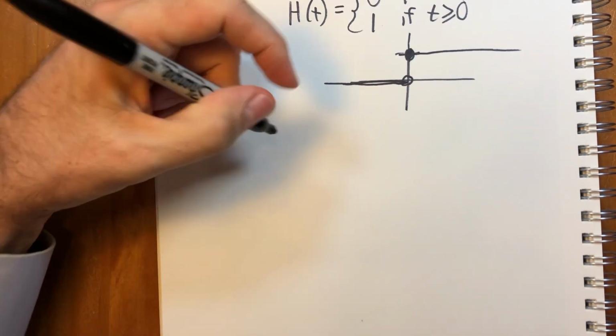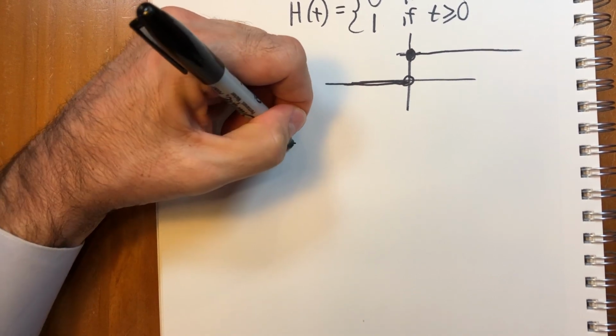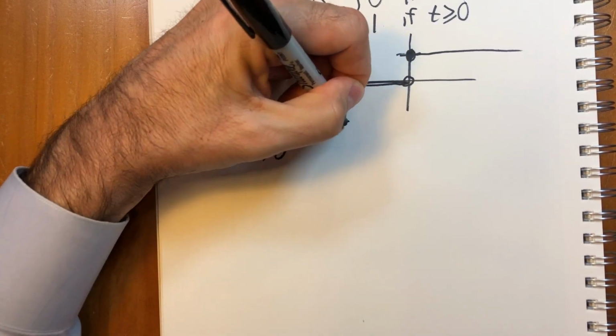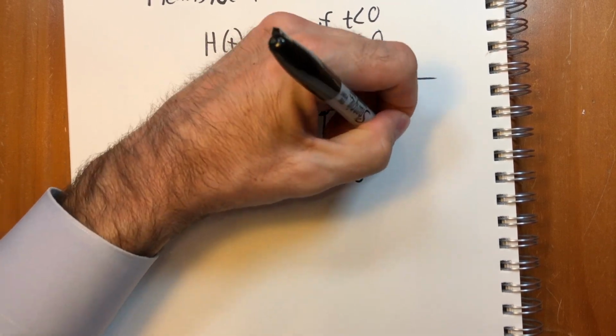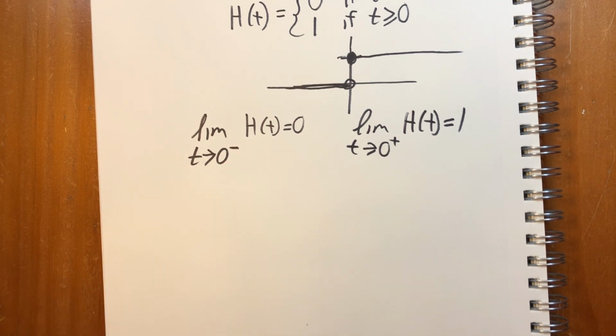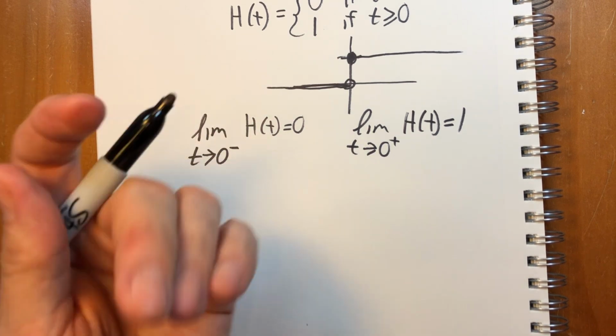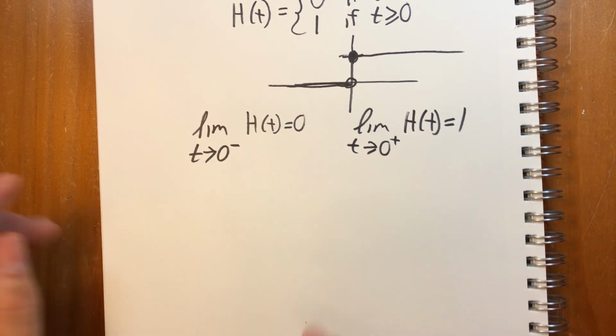So we can write it this way. The limit as t approaches 0 from the left of H(t) equals 0. The limit as t approaches 0 from the right equals 1. So this minus sign means that it's approaching from the negative, from the left, and this plus sign means it's approaching from the right. Okay, that's what the minus and the plus mean.